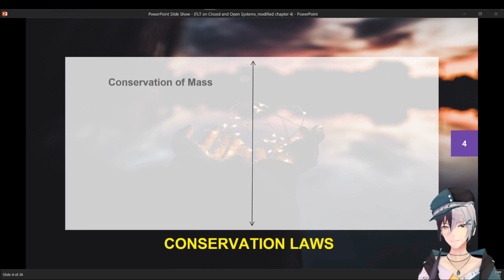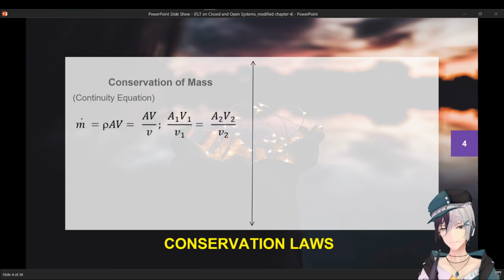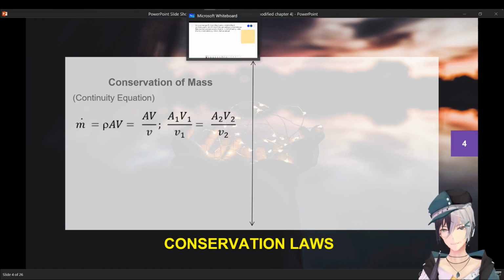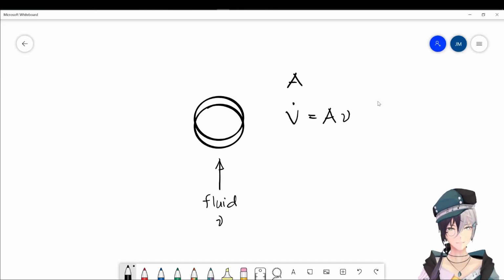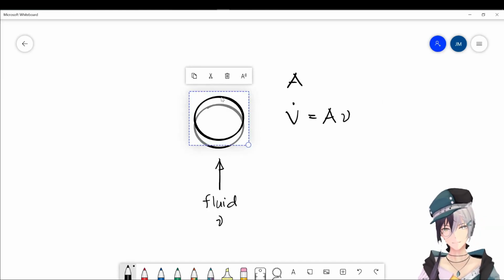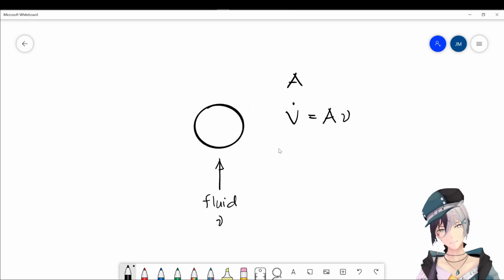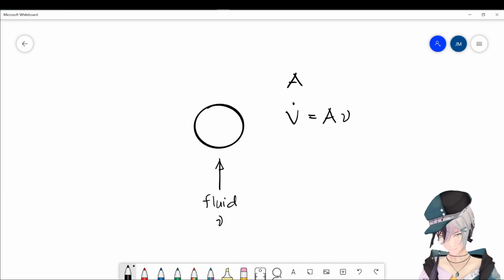Okay, so we have the conservation laws, and in the conservation of mass, we have the continuity equation, and it is expressed this way. Now let me go back, I just want to explain this further. Let's consider that you have an area and a certain fluid at a certain velocity. Take note of the symbol for velocity.